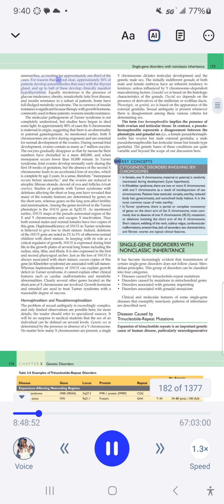For reasons that are not clear, approximately 50% of patients develop autoantibodies that react with the thyroid gland, and up to half of these develop clinically manifest hypothyroidism. Equally mysterious is the presence of glucose intolerance, obesity, non-alcoholic fatty liver disease, and insulin resistance in a subset of patients. Some have full-fledged metabolic syndrome. The occurrence of insulin resistance is significant because therapy with growth hormone, commonly used in these patients, worsens insulin resistance.